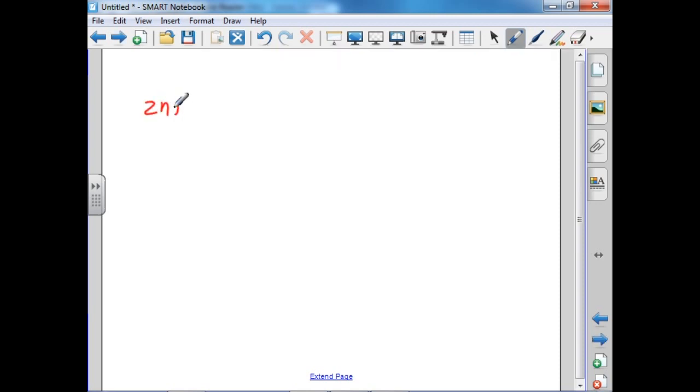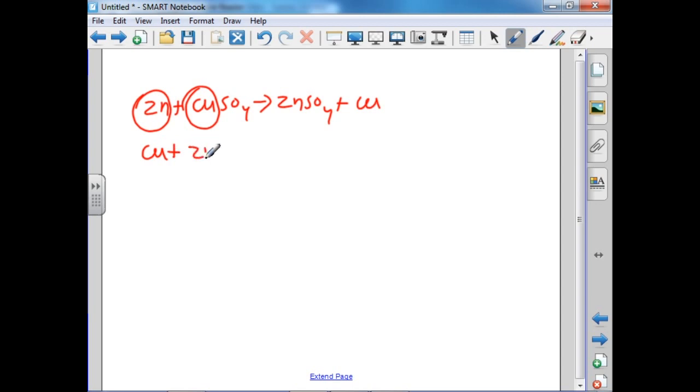So zinc reacts with the copper sulfate, it gives zinc sulfate and copper atom. Simply, the zinc replaces the copper from the copper sulfate to form zinc sulfate plus copper. The reverse process, Cu reacting with ZnSO4 to give CuSO4 plus Zn, is not possible because zinc is the electron donor atom and copper is the electron acceptor. So the reverse process is not possible.